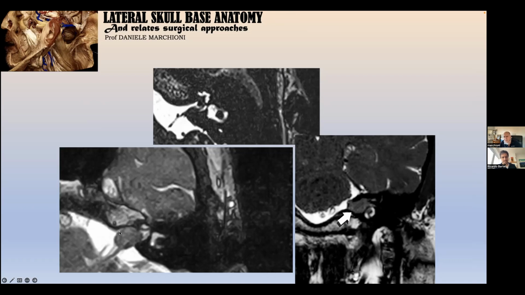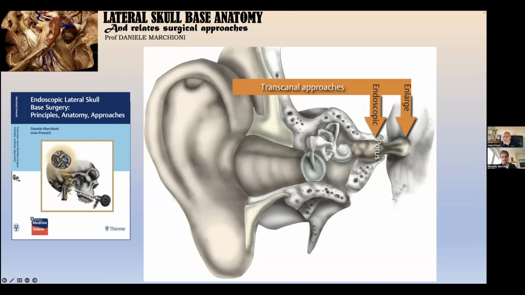And in that case, it's really important to have a wide approach. And so the transpromontory approach, and we codified the expanded transpromontory approach just in order to manage the tumor inside the cerebellopontine angle, because you know that it is not possible to treat this kind of tumor with a narrow canal. So you have to enlarge the approach, and so we codified the expanded transpromontory approach, requiring, of course, the microscope.